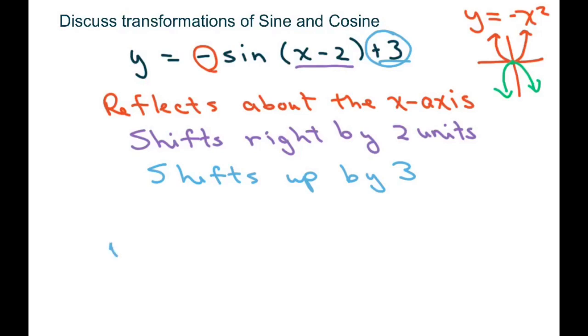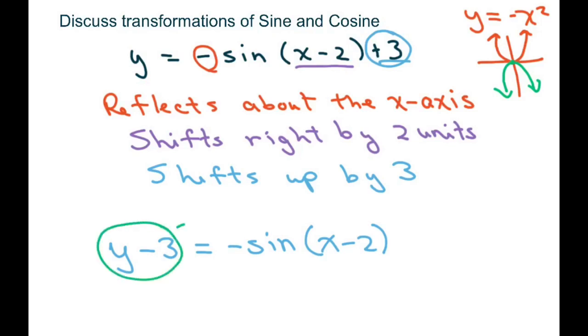y. So basically, if I subtracted 3 from both sides, we'd get y minus 3 equals negative sine of x minus 2. So basically, you set this to 0, and you get 3. And that's a distance from 0, so that's why it's up, and y is vertical. X is your horizontal, and you set this part to 0, and you get 2.